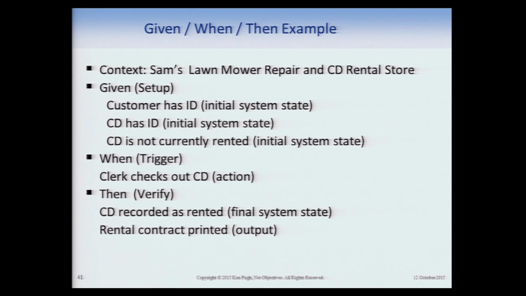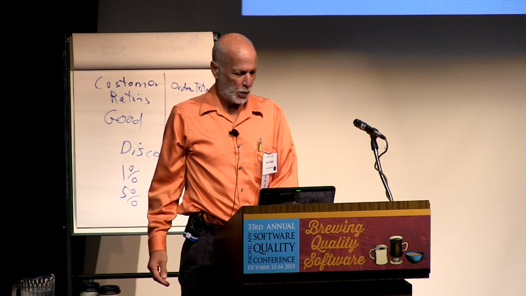So this happens to be one of our scenarios. Given our customer has an ID, and the CD has an ID, so those are two initial system states, and the CD is not currently rented. When the clerk checks out the CD, then we're going to record it as rented, and we're going to print out a rental contract. So given, when, then. That's a nice outline for a scenario. It is not a test because we don't have data in an absolute pass-fail mode.